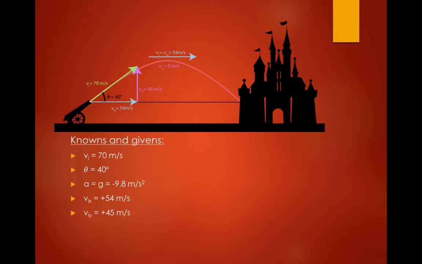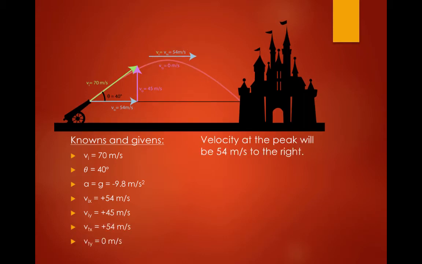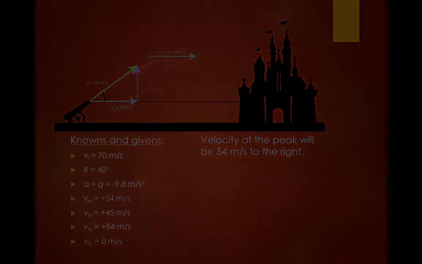At the peak of the trajectory, the vertical velocity will now be 0 meters per second, while the horizontal will remain 54 meters per second to the right. So the velocity at the top is the sum of the vertical and horizontal components, which makes it simply 54 meters per second to the right.